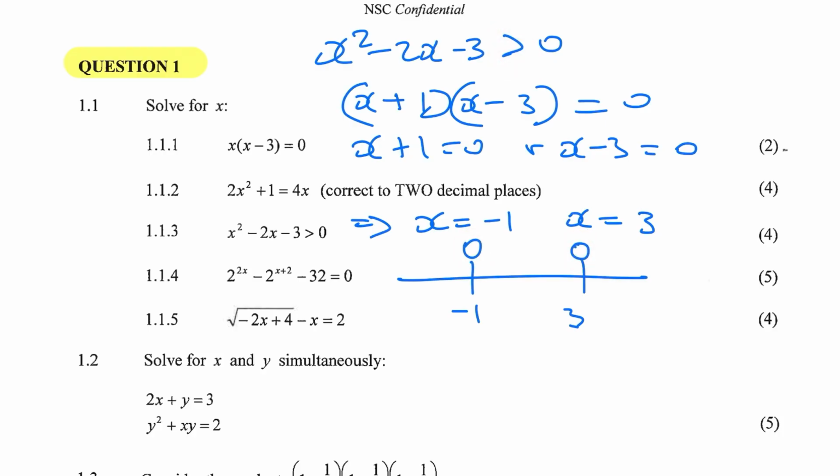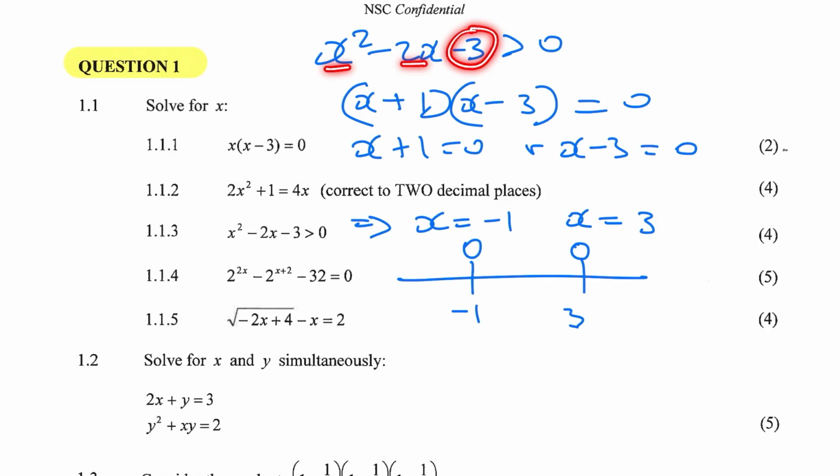If it's closed dots, it's like this, right? If it's open dots, it's like this, right? It depends on your sign. Therefore, what you're going to do is take any value between negative 1 and 3, plug it into this equation and see if you get a positive number or negative number. So let's take any value. Let's take 0. You can take 2, or 1, whatever. Let's take 0.